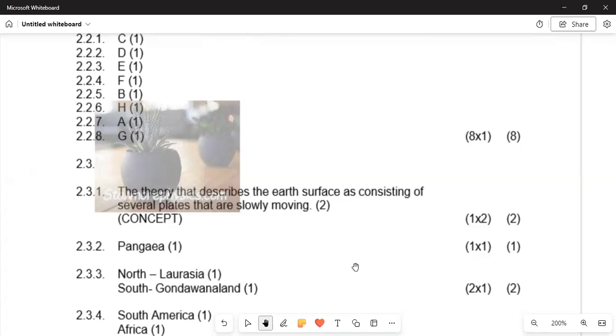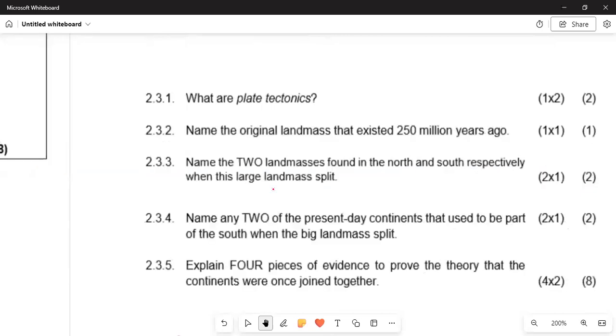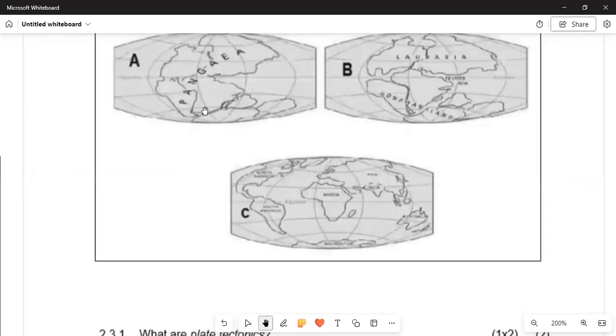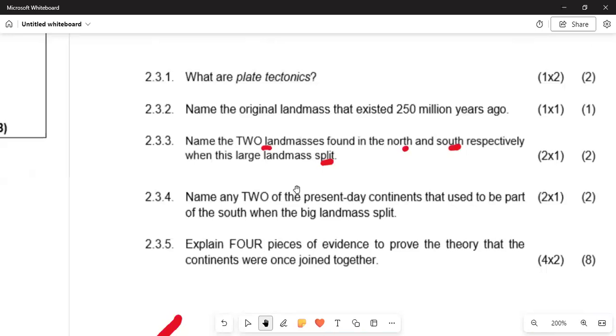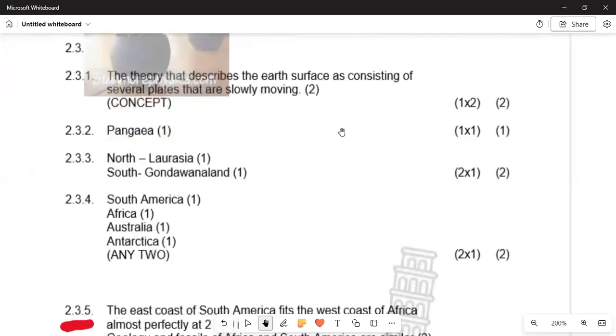All right. And then when we are moving on, we've got this very important question. In 2.3.3, it says, name two land masses formed in the north and the south, respectively, when this large land mass split. So we go again to the structure. We want the land masses at A and B. That is the question, the two land masses. And then let us take the other question so that we answer them simultaneously. 2.3.4, name any two of the present day continents that used to be part of the south when the big land mass split. So this is 2.3.3 and 2.3.4. At the north, based on the structure, we have Laurasia. And in the south, we've got Gondwanaland.